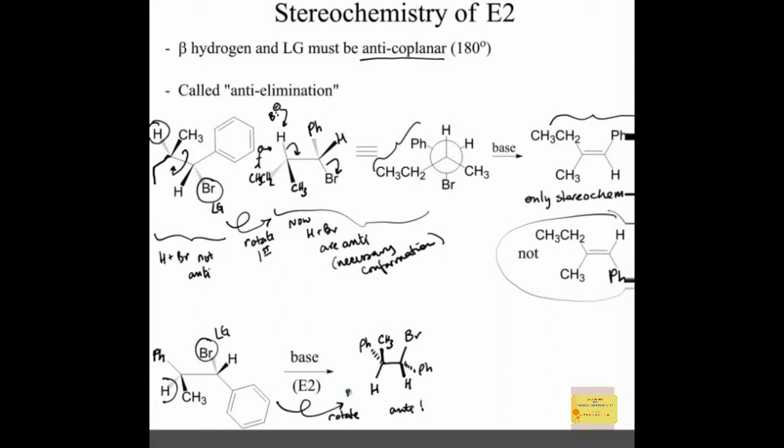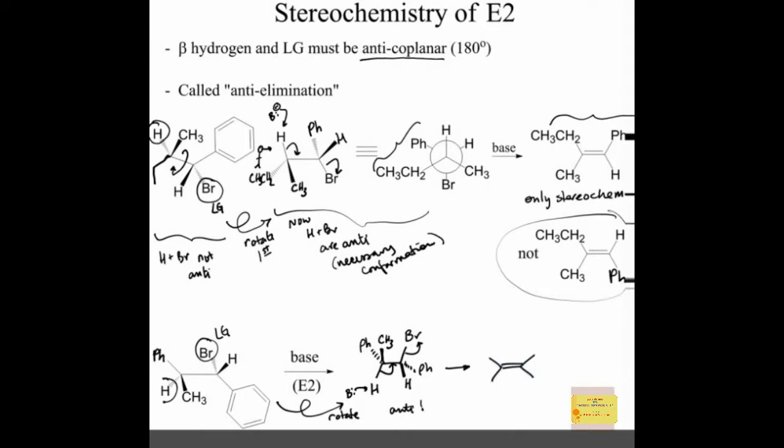And now we could have our base come in and do our elimination. Three arrows. Base attacks the hydrogen, forms a pi bond, kicks out the leaving group. Since it's just a one-step mechanism, it's a great idea to go ahead and draw the arrows so you have a better chance of drawing the product accurately. And we're going to get an alkene product, which is planar.